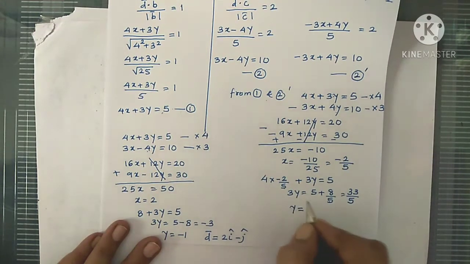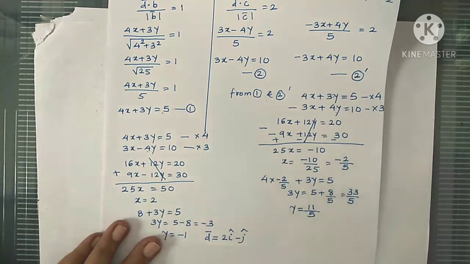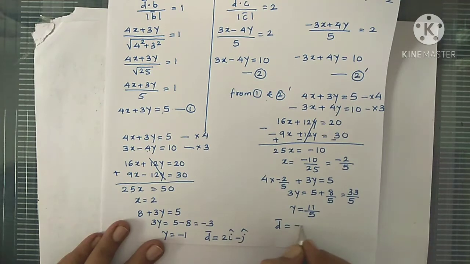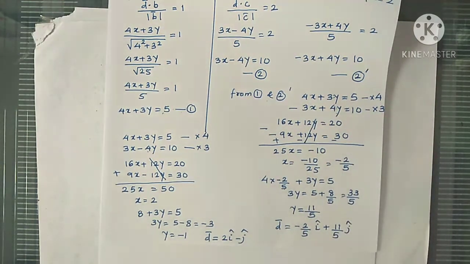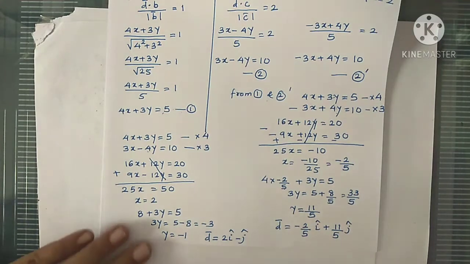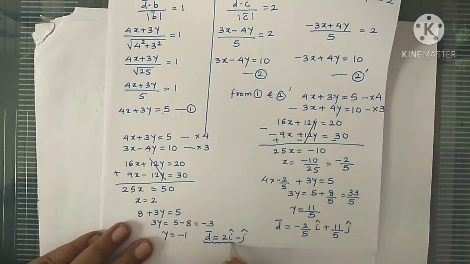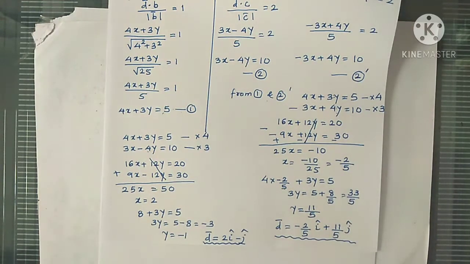So to get the value of y, we have to divide by 3. So it becomes 11 upon 5. So d bar becomes minus 2 by 5 i cap plus 11 by 5 j cap. So we have two values, or two possibilities, for d bar. One is 2i minus j, and the other one is minus 2 by 5 i plus 11 by 5 j.